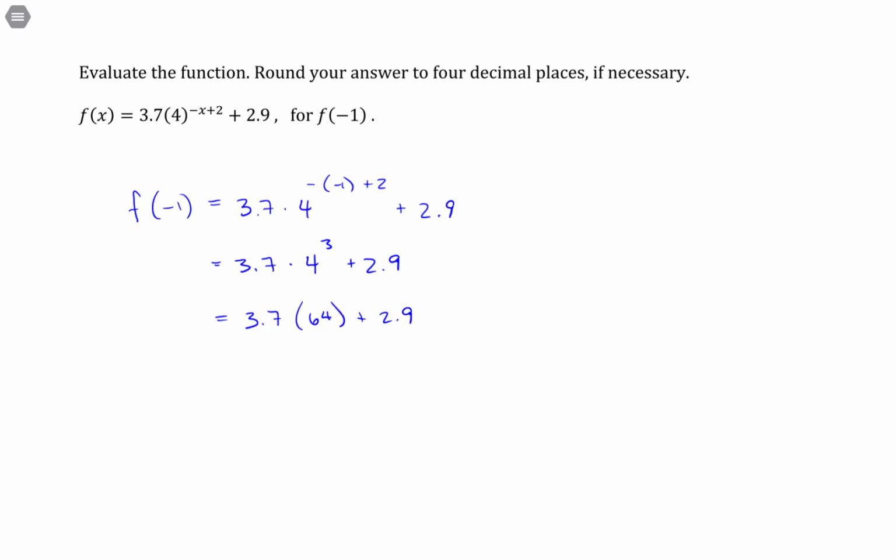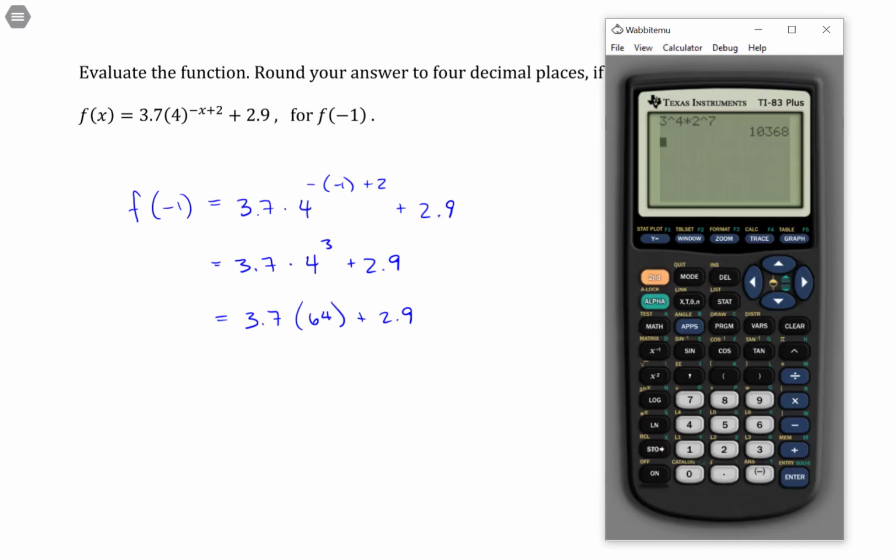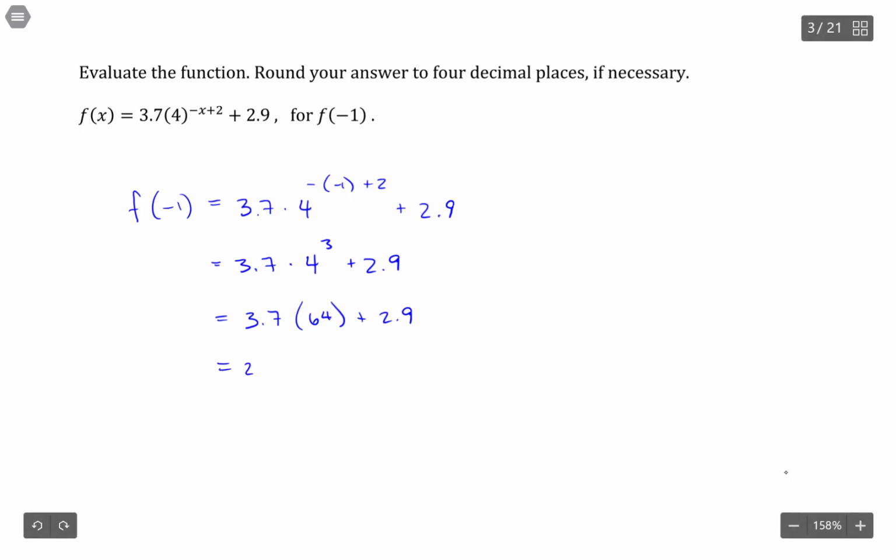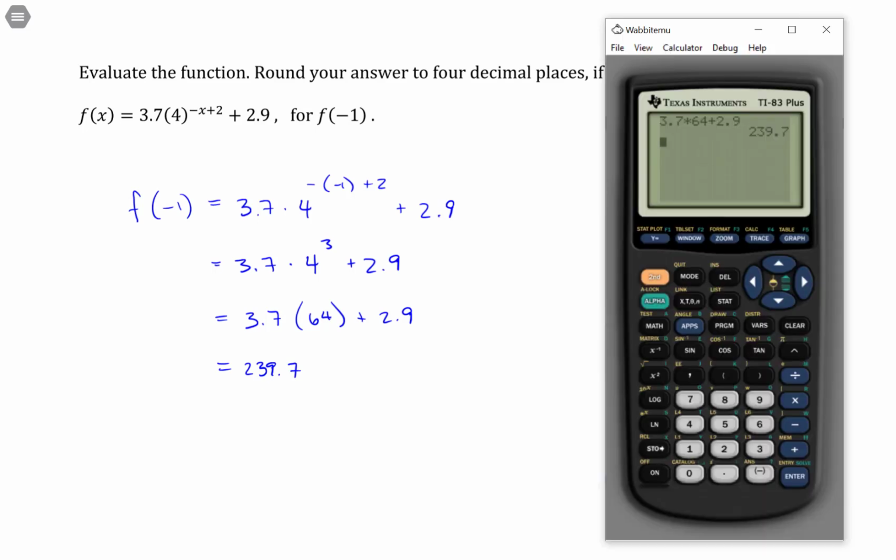And I just changed the dot here for the multiplication to parentheses simply because sometimes a dot right here can be interpreted as a decimal value. I'm going to put this into a calculator to get my final answer though. So 3.7 times 64 plus 2.9. So 239.7.